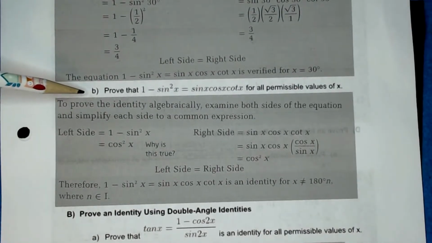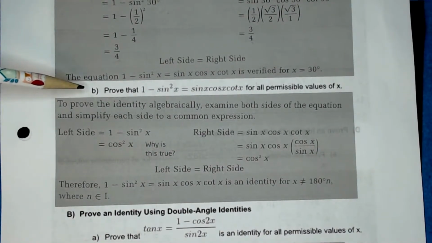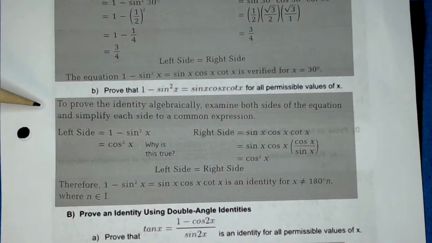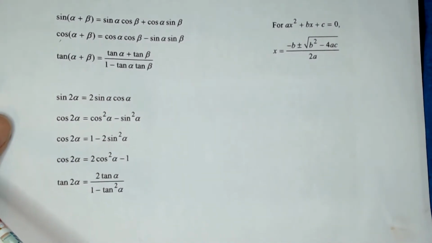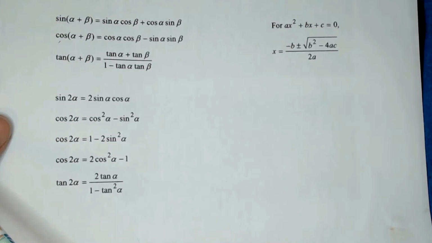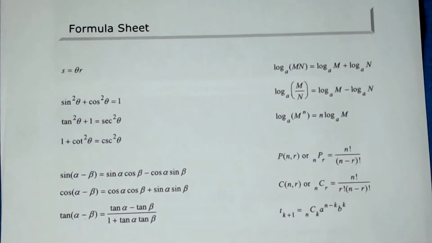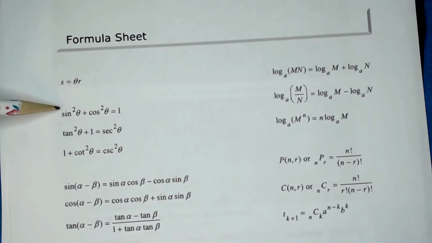In part B, prove that 1 minus sine squared x is equal to sine x cos x cotan x for all permissible values of x. Instead of using a value, because we're not given any value in the question, what we want to do is simplify the left and the right hand side down until we have a common term on both sides. So you really need to know the component parts of each of the trig identities and what they equal. I'll remind you again that you have them all here, specifically the double angle identities at the bottom of your formula sheet, and you also have the Pythagorean identities up here.